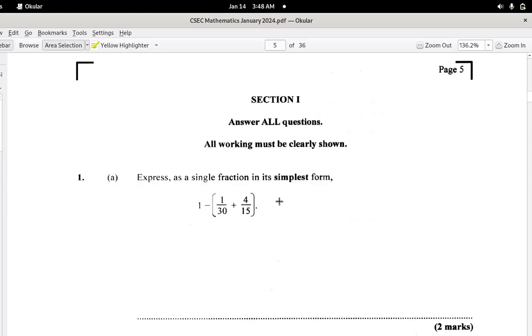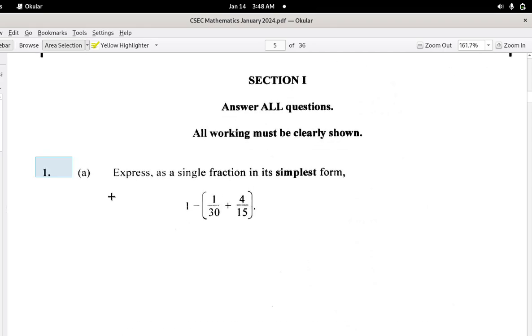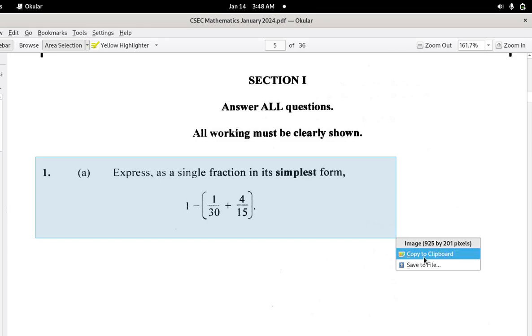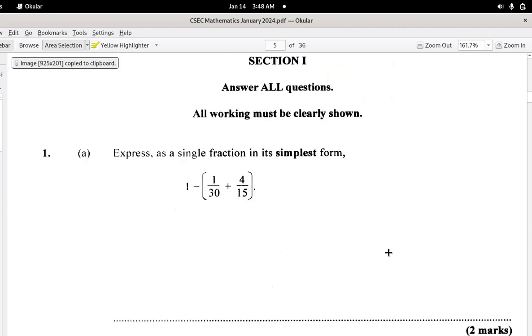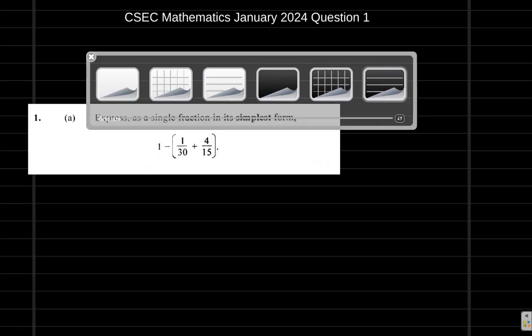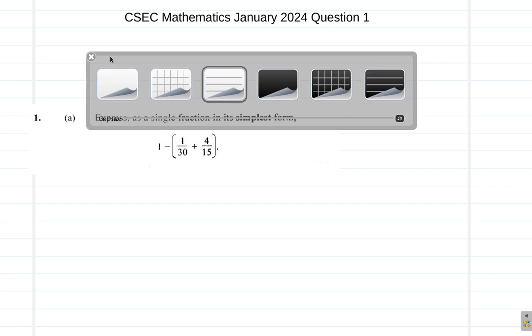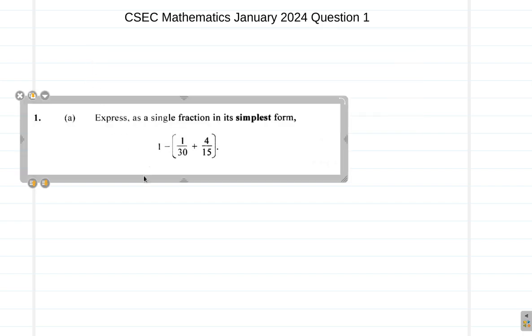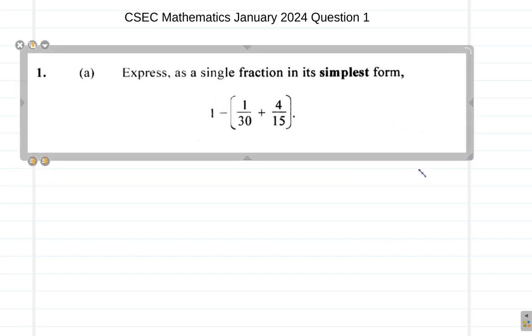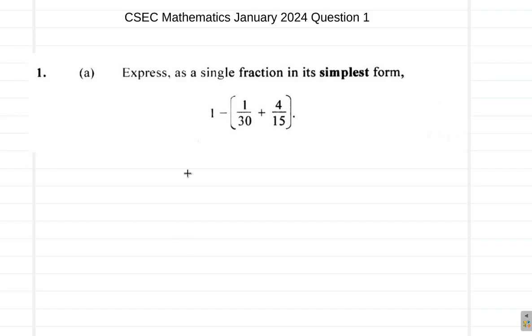Let us look at question 1 from the January 2024 CSEC mathematics paper. Let me copy this part. This part is worth 2 marks, question 1A. Let's work it out over here. It says you should express as a single fraction in its simplest form 1 minus (1/30 plus 4/15). The 1/30 and 4/15 are in brackets here, as you see.